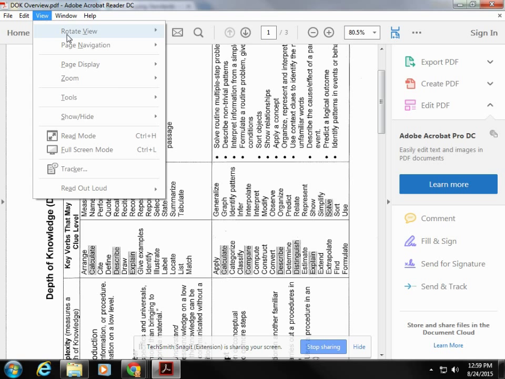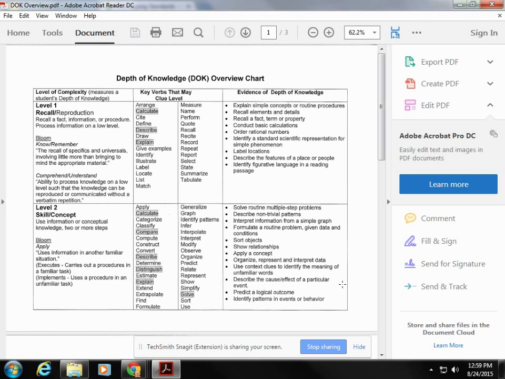Maybe we'll rotate it again. There we go. This chart I feel will be beneficial to you. This chart will show you what level 1 some key verbs that you might see, and then the evidence of depth of knowledge. Because remember, the verbs can help trigger, but you can find those same verbs at all levels. It's what you're asking them to do following the verb.